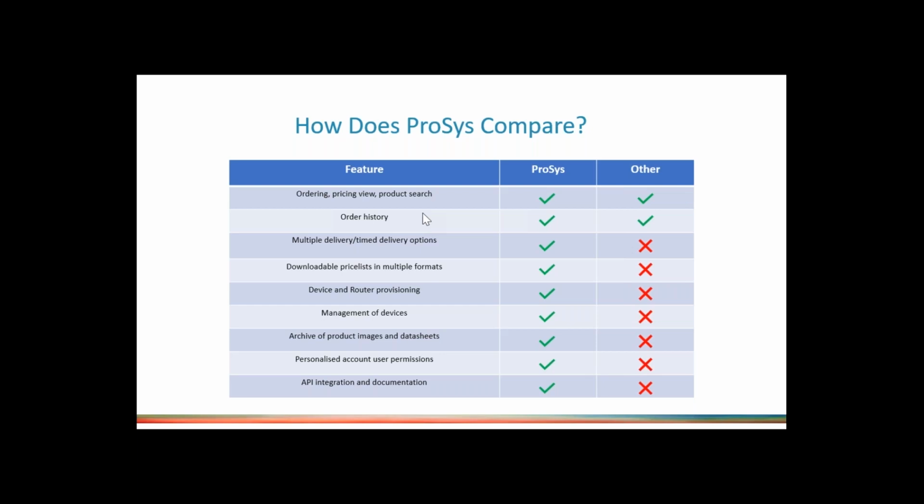We've got device and router provisioning. As we've mentioned, you can set up your routers or devices on ProSys, whereas again, most of it's either on a separate portal, or you just can't do it. You have to email in, which is usually no good if you're trying to do something quite quickly. Or again, with API integration, you've just got that one portal instead of having to have multiple, or adding another process and having to email in or call in.